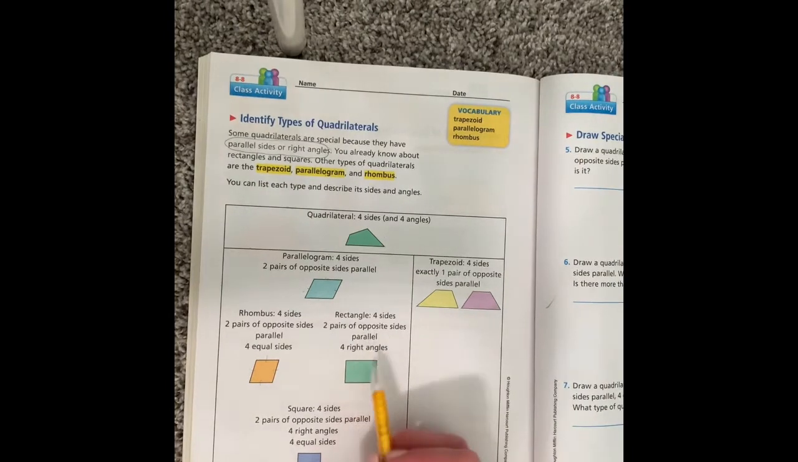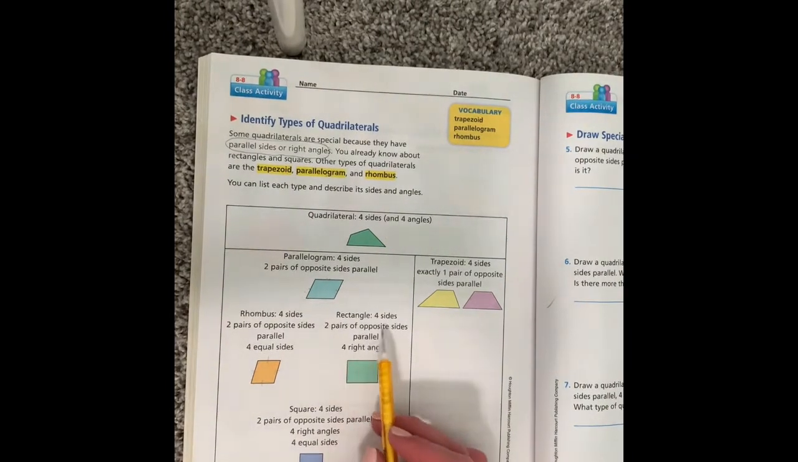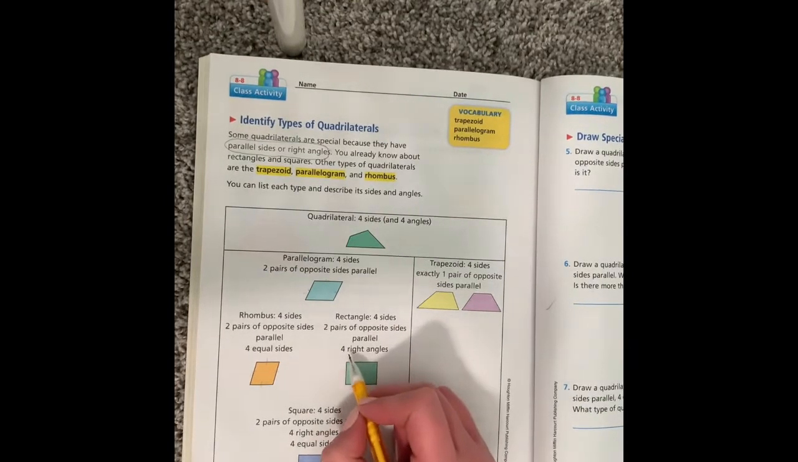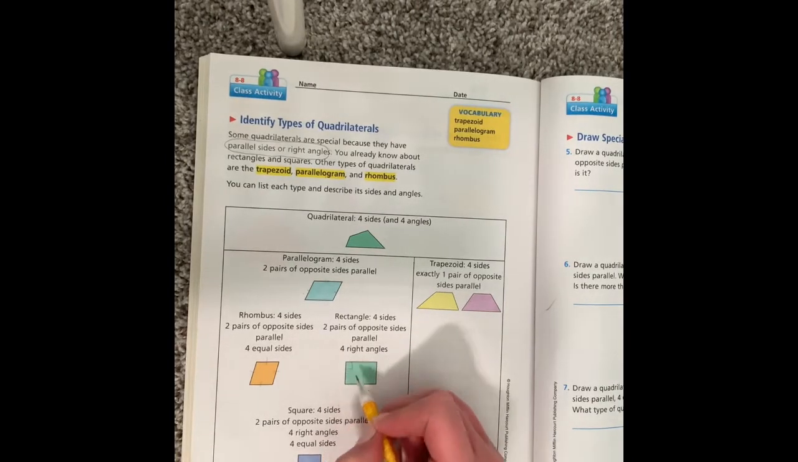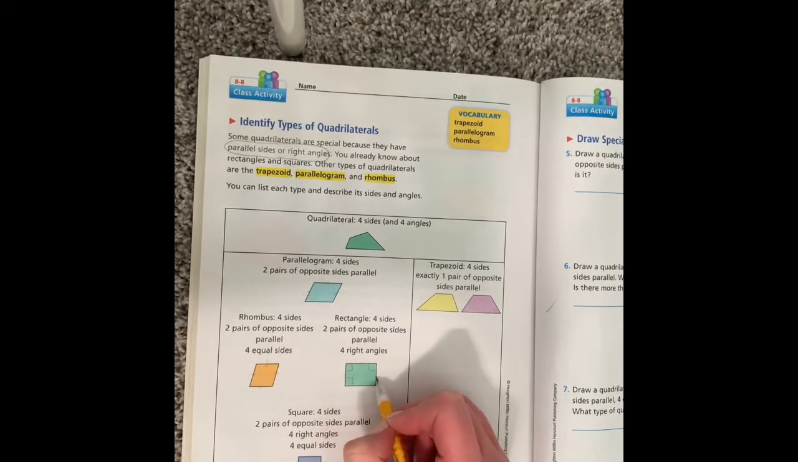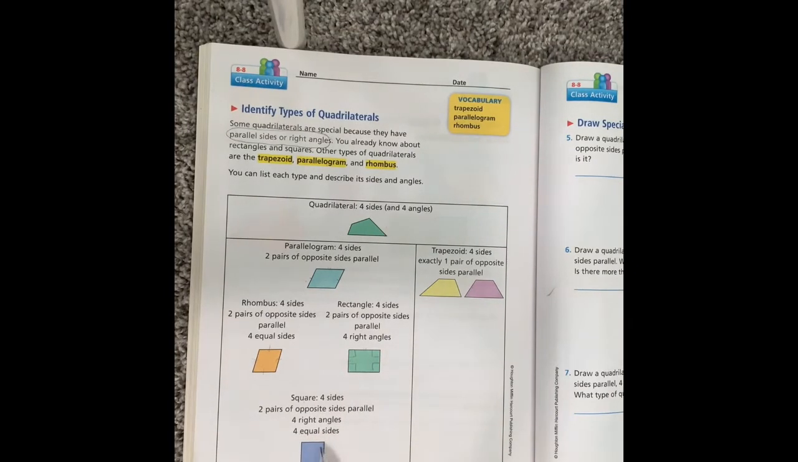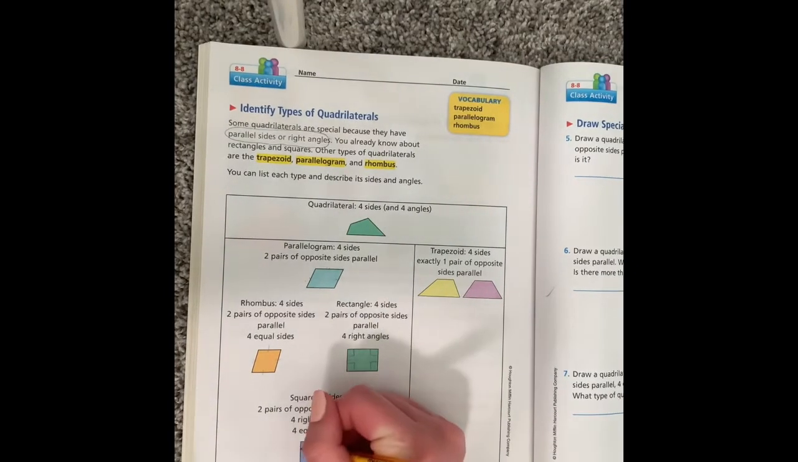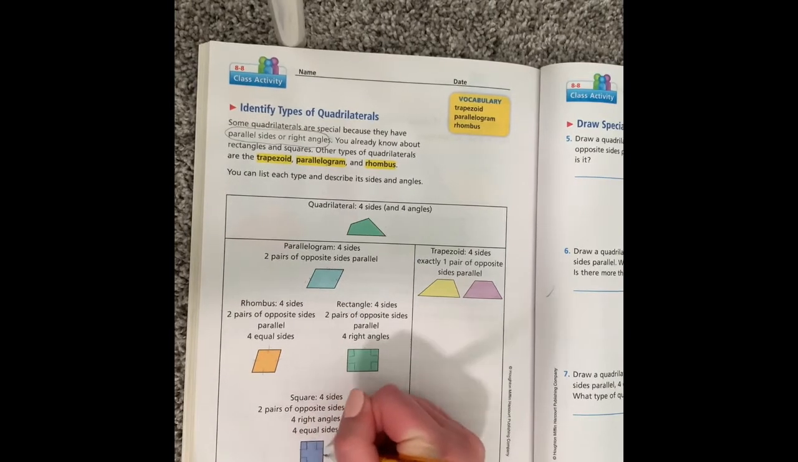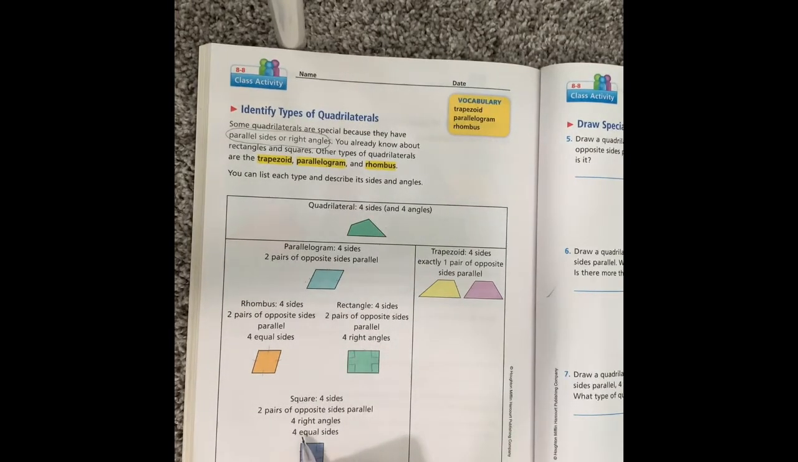If we look at the rectangle, we have 4 sides, 2 pairs of opposite sides parallel. So we know that these are parallel and that these are parallel. And we also know that we have 4 right angles. So we know a rectangle has 4 right angles. And then if we look at a square, we know a square has 4 sides, 2 pairs of opposite sides parallel, so these 2 and these 2. And then we know a square also has 4 right angles, and that a square has 4 equal sides.